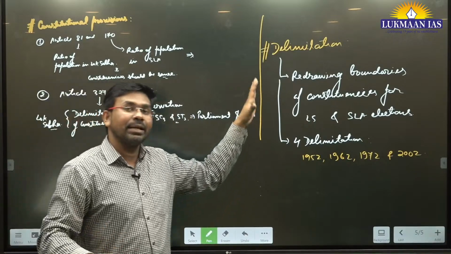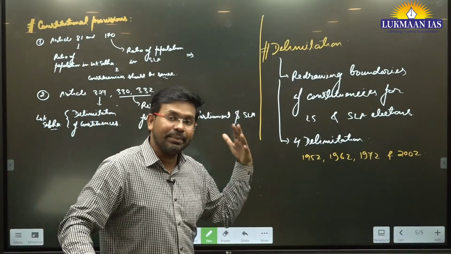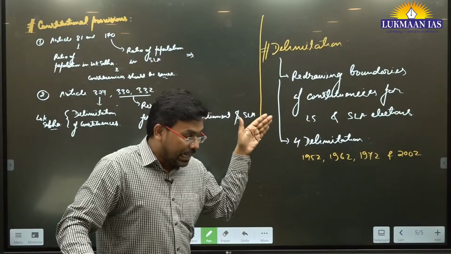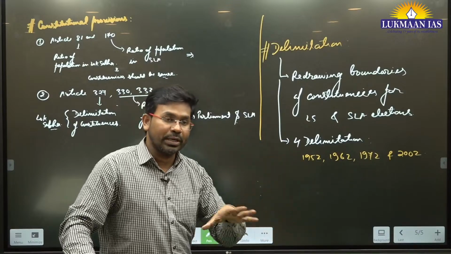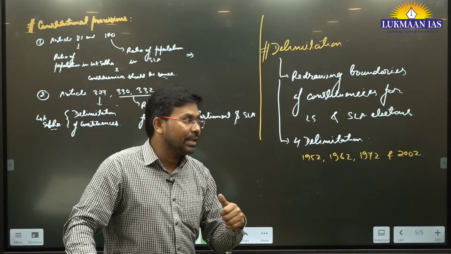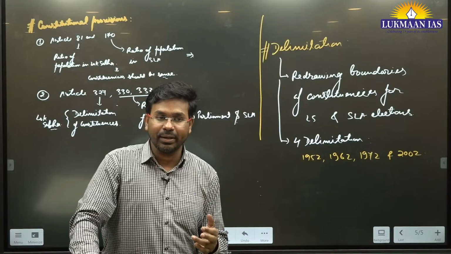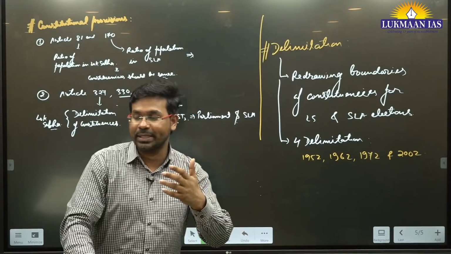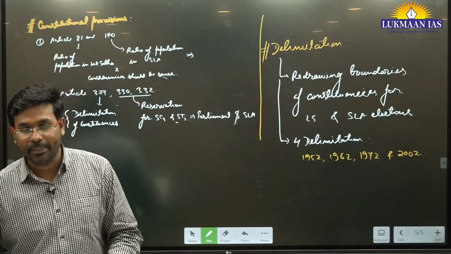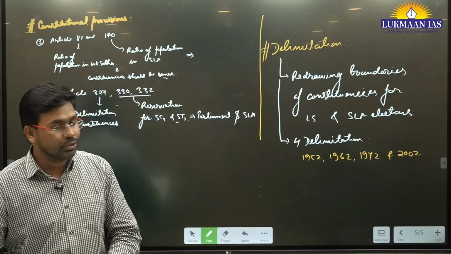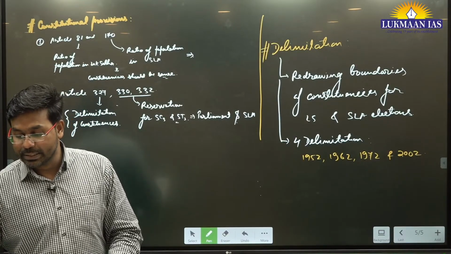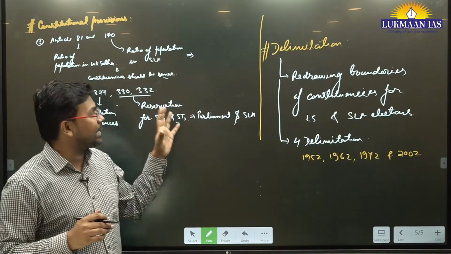And since then, no further delimitation exercise has happened. And now also it was postponed in 2021. Again, the census did not happen. Since the census did not happen, delimitation got postponed, okay. So this article is very important.